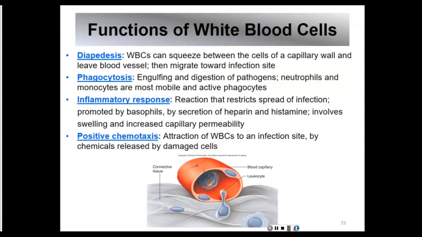The functions of white blood cells. Diapedesis is when white blood cells can squeeze between the cells of the capillary wall and leave the blood vessel, then migrate towards an infection site. Phagocytosis, we know what that is. That's the engulfing and digesting of pathogens. Neutrophils and monocytes are your most mobile and active phagocytes. An inflammatory response is going to be by the basophils, and positive chemotaxis is an attraction of white blood cells to an infection site by chemicals released by the damaged cells.